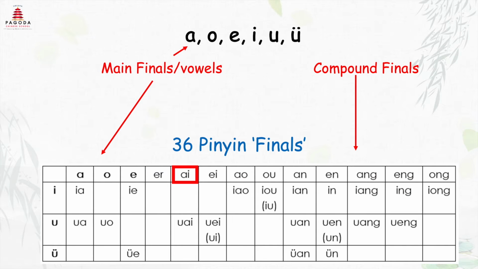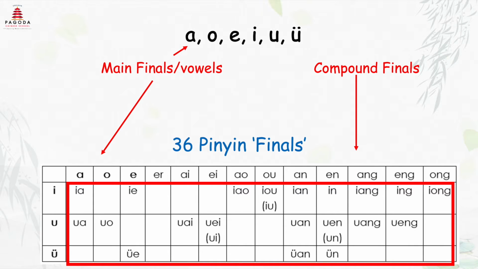R, I, A, Ow, O, An, Ang, Ong. And within the chart we have the compound finals, the phonetic sounds formed with a combination of these individual final sounds. The good news is, once you have learned all the previous finals, the compound finals aren't too difficult to pronounce. Let's go through them one by one.